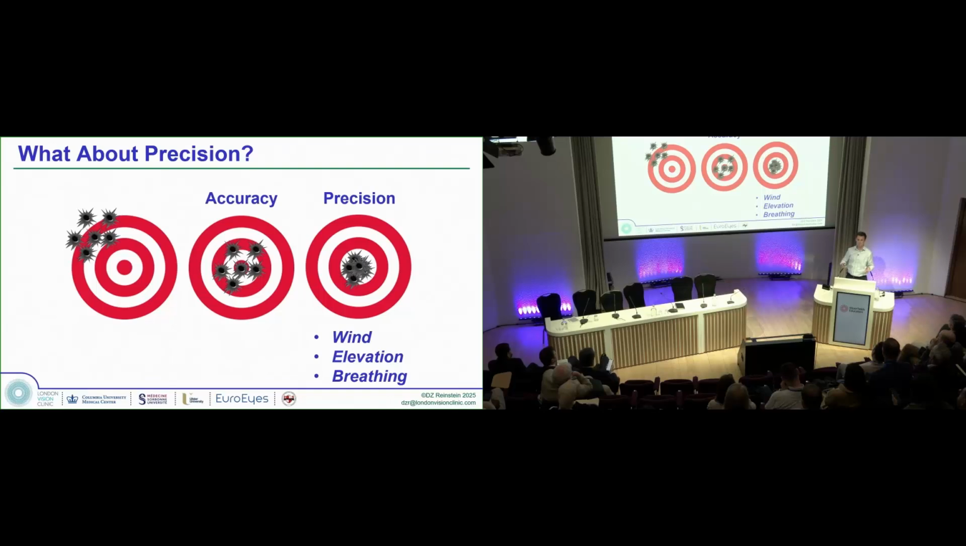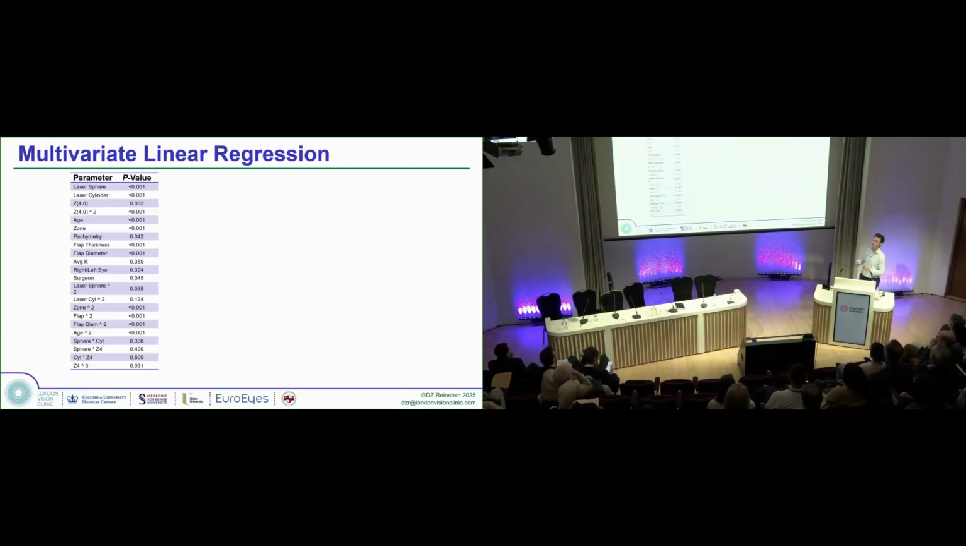Well, to be more precise, you need to consider even more variables. And so that's where you can take this same process, and instead of only looking at sphere, you can look at as many variables as you want in a multivariate linear regression analysis. So it's using the same maths, but with more variables.